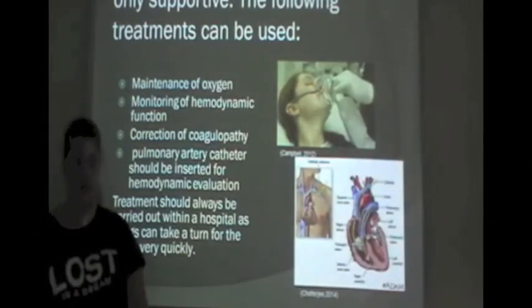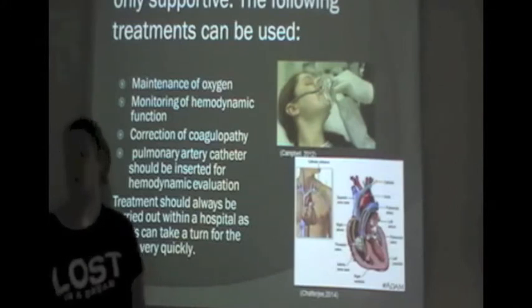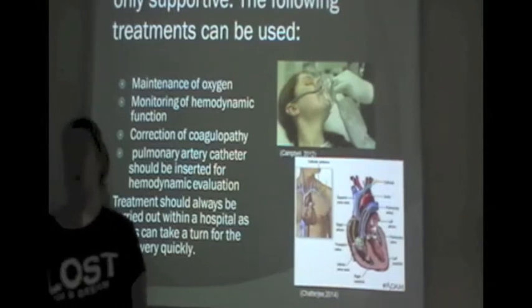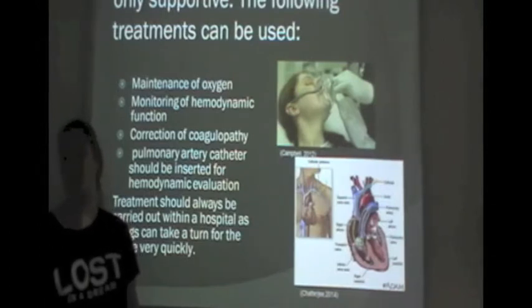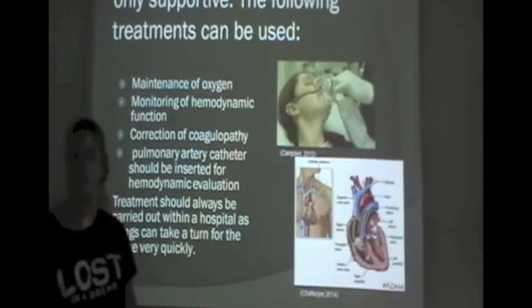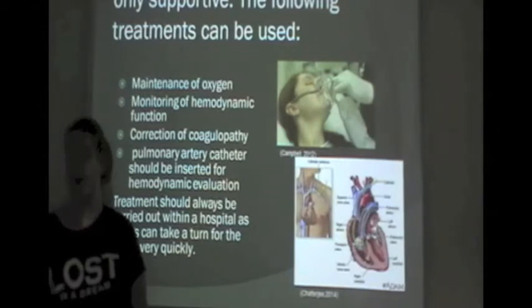Treatment of AFE is not preventative, but only supportive. The following treatments can be used: maintenance of oxygen, monitoring of hemodynamic function, and correction of coagulopathy. A pulmonary artery catheter should be inserted for hemodynamic evaluation. This should all occur within a hospital setting, as things can take a turn for the worse very quickly.